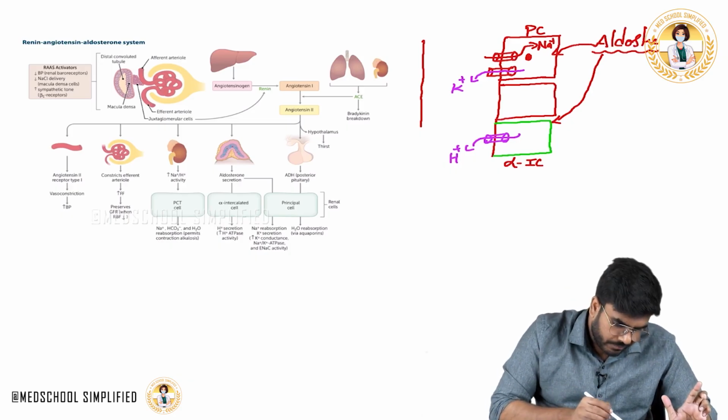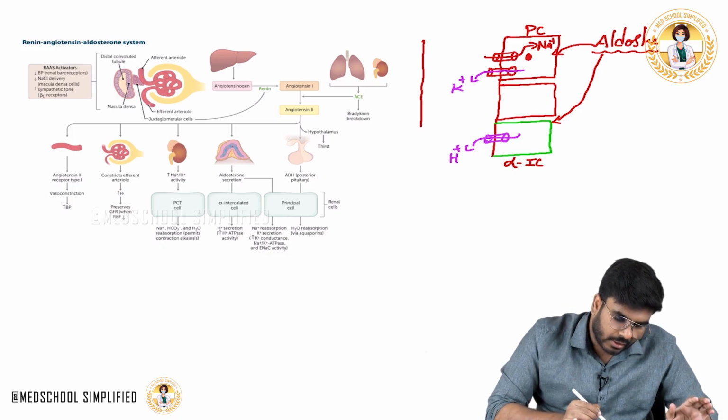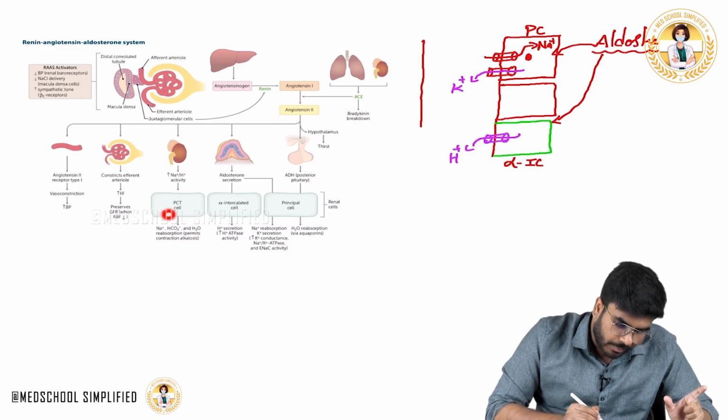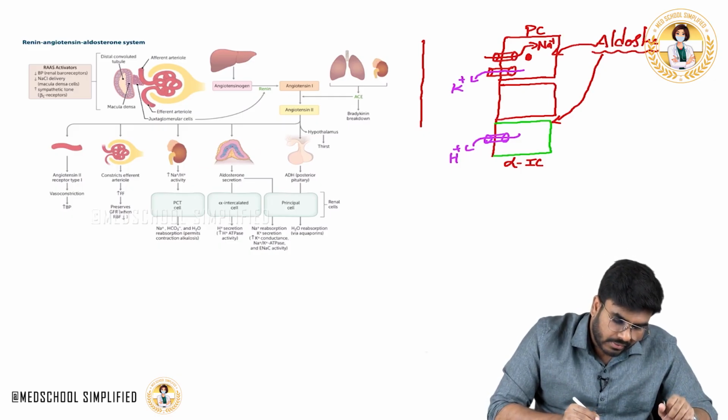Okay, done. So the vasoconstriction function is completed. Efferent arteriolar constriction is completed. Now angiotensin II is acting on the proximal convoluted tubule of the kidney, and it helps in reabsorption of bicarbonate. Completed. Now this angiotensin II acts on the adrenal gland and helps in the production of aldosterone.